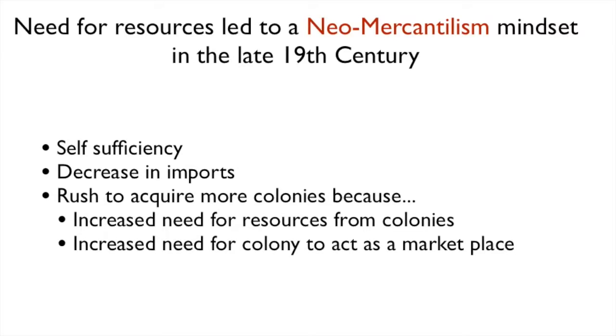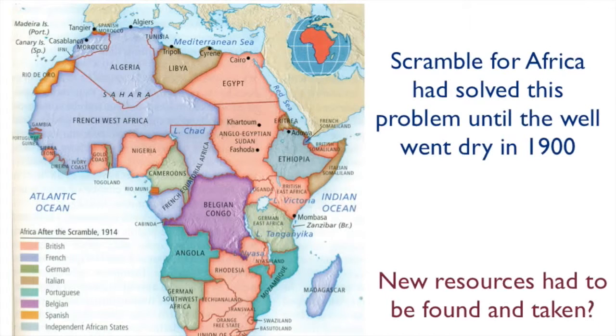So these European countries realized that colonies were not only cool to have, but also awesome for making money. And particularly, these colonies had natural resources. Thus leads the scramble for Africa. The scramble for Africa had for the longest time solved the problem of natural resources. They'd been easily used, they could be taken up to Britain or wherever and used. Problem was, in 1900 the well went pretty much dry, and new resources had to be found and taken.